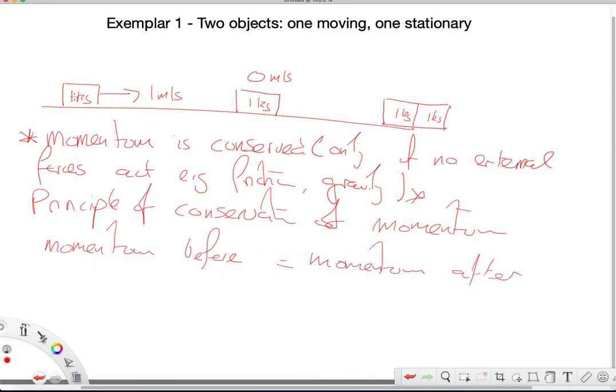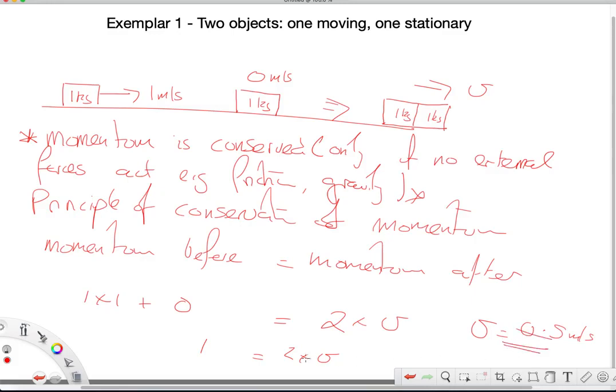So here we've got momentum of this object, which is 1 times 1, mass times velocity, plus 0, because this has no velocity, equals 2 kilograms, because this is behaving like 2 kilograms, times whatever the new velocity is of these two. Right? So we have 1 equals 2 times v, which leads us to v equals 0.5 meters per second.